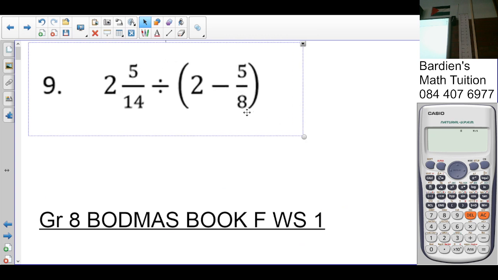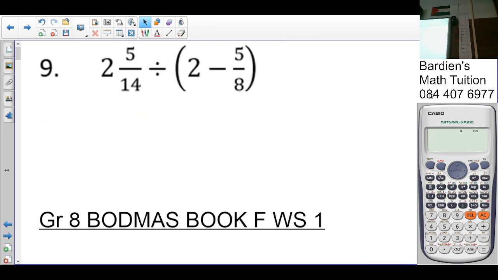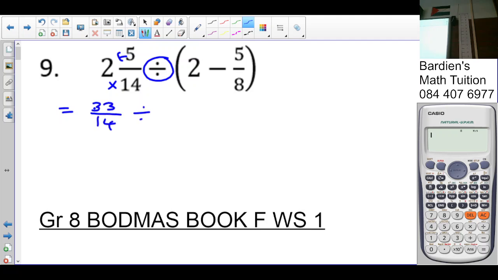Number 9. So what needs to be done first here? Brackets. So I don't change that yet, but I can change the improper fractions there. So it's going to be 28, so it's going to be 33. Is that correct? Over 14 divided by. Only when I change that to multiplication, that's one term. The bracket represents one term, not so? So that's over 1.